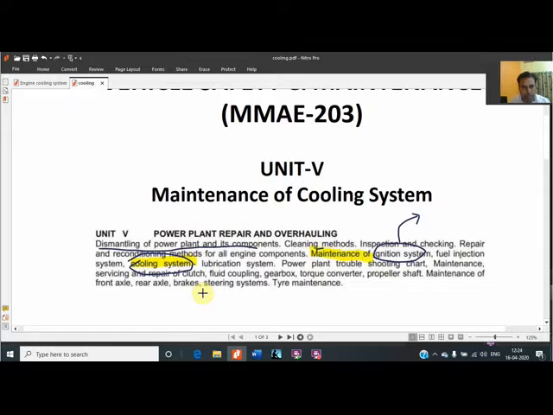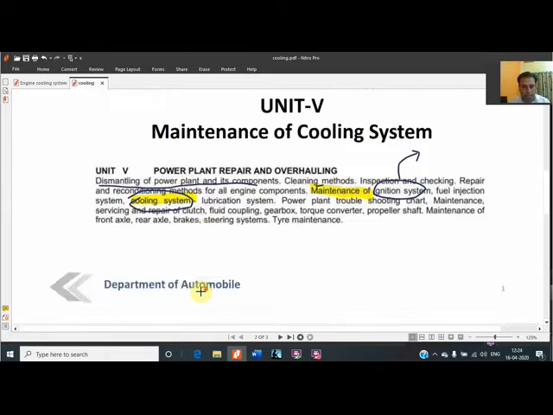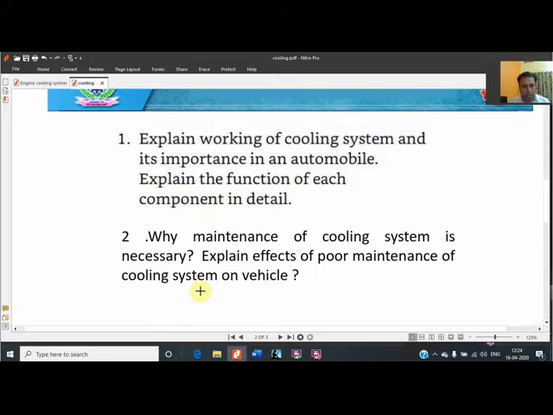Although I will discuss the major parts, because when we know what the parts of the system are, it will be easier for us to go for the maintenance. So, starting with how many types of questions they can ask. First is, explain the working of the cooling system and its importance in the automobile. Explain the function of each component. We will cover this, because without knowing the components it won't be possible for us to learn the maintenance procedure, although these questions won't be asked.